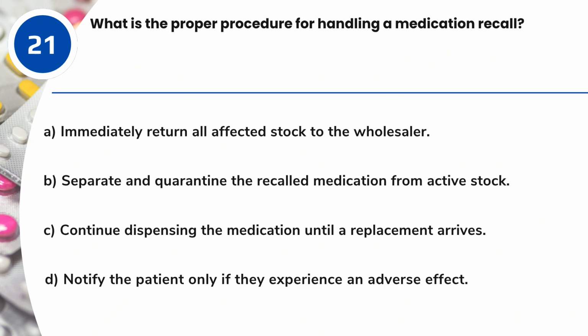Question 21. What is the proper procedure for handling a medication recall? A. Immediately return all affected stock to the wholesaler. B. Separate and quarantine the recalled medication from active stock. C. Continue dispensing the medication until a replacement arrives. D. Notify the patient only if they experience an adverse effect.